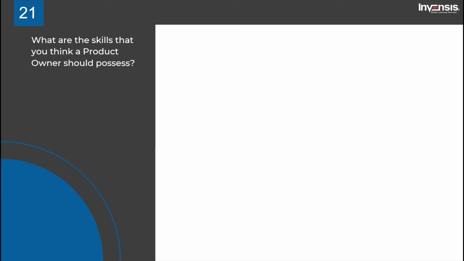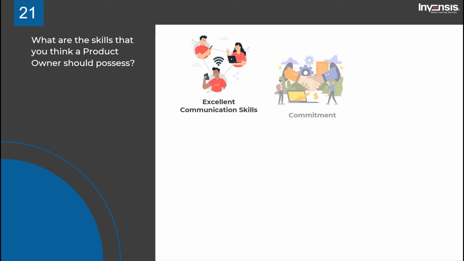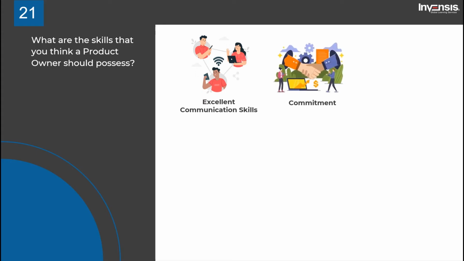What are the skills that you think a product owner should possess? The product owner role is quite a demanding one, and you should have certain key skills to lead your team towards success. A few of them are: great communication skills. It is highly important for the product owner to possess good communication skills that can adapt to different teams and personality types. Commitment. The product owner should be committed to the project, vision, team, and business.